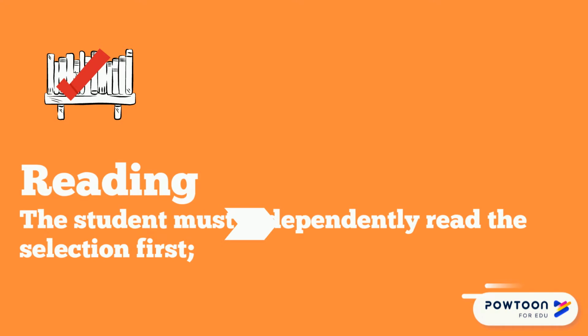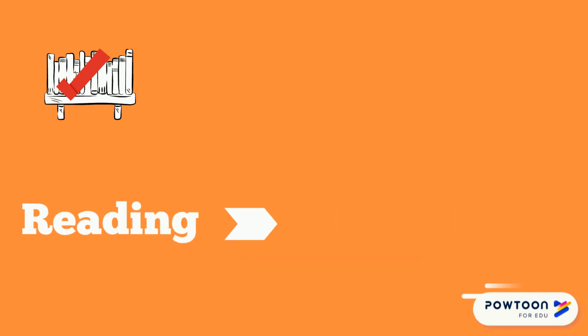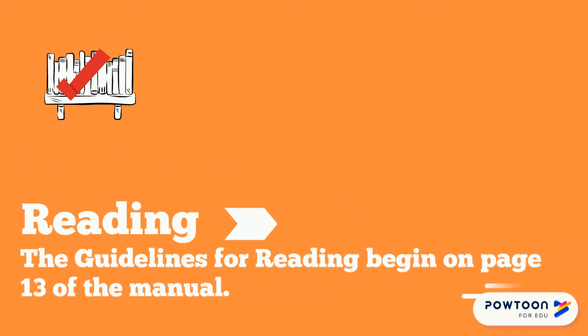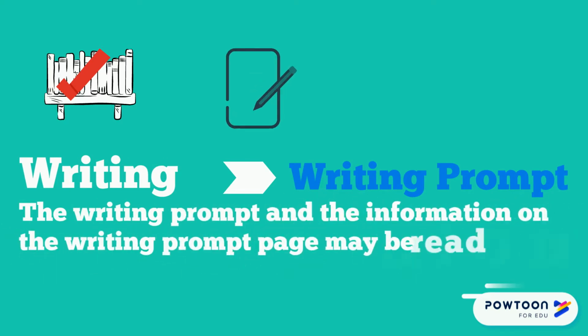The student must independently read the reading selection first. Then the test administrator may read aloud each test question in the order presented. The guidelines for the reading assessment begin on page 13 of the manual. On the writing assessment, only the writing prompt and the information on the writing prompt page may be read aloud.